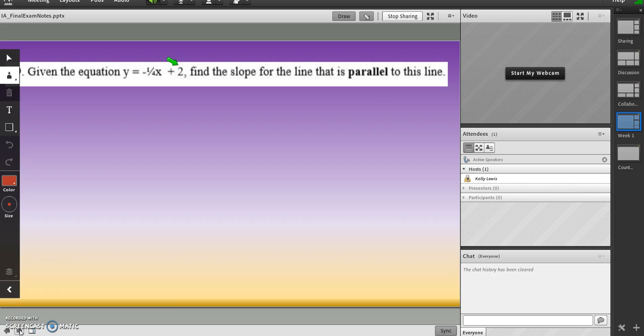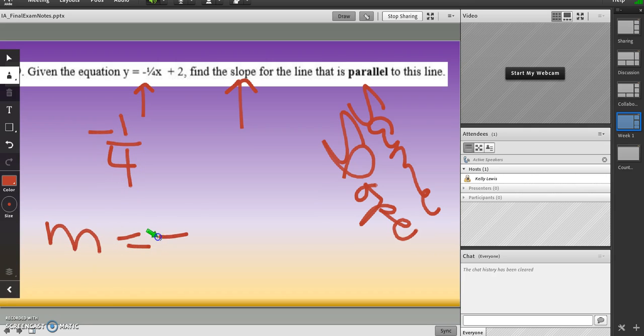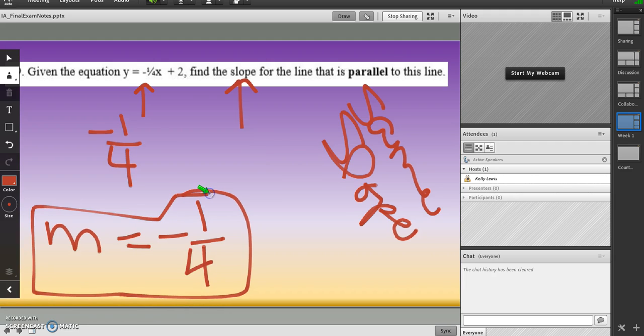All right, given the equation y equals negative 1/4 x plus 2, fine, we just want the slope, we don't need the equation, for the line that's parallel. Remember, parallel lines have the same slope. So the slope for this line is negative 1/4. So the slope of a parallel line will just be negative 1/4. And we are done.